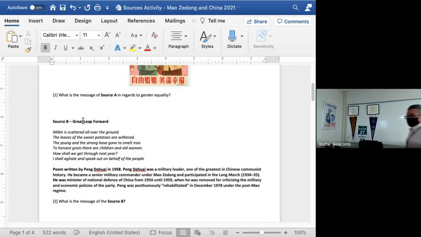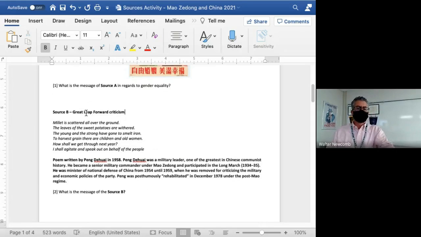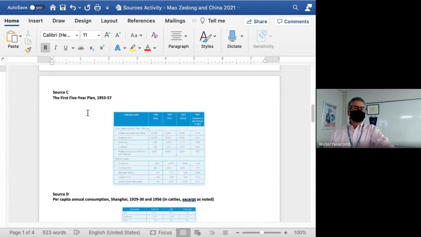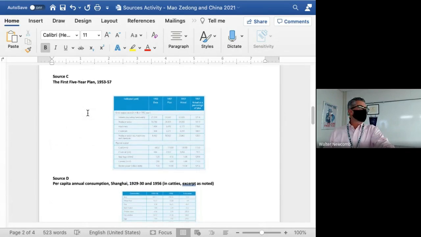All right, so this one's about the Great Leap Forward. It's probably more Great Leap Forward criticism. All right, then these here, we got some charts and all that stuff that is gonna have a bunch of data in it. And so here, first 5-year plan. So this isn't the Great Leap Forward program. That's gonna occur after 1957.